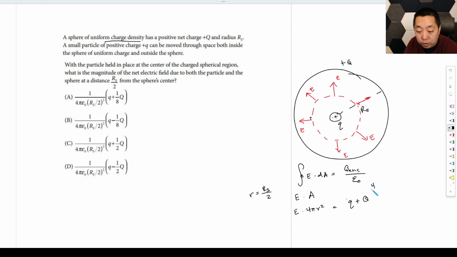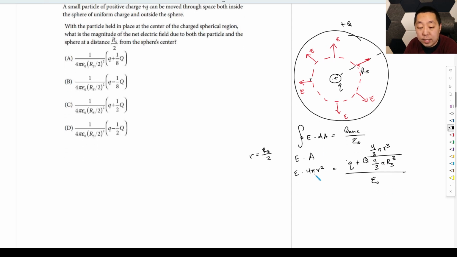Well, it took up 4/3 pi r cubed, that's the volume of what I've enclosed, divided by the entire volume of the sphere, which is rs cubed, like that. Okay, divided by epsilon naught. Okay, and so now we can plug in r is equal to rs over 2.